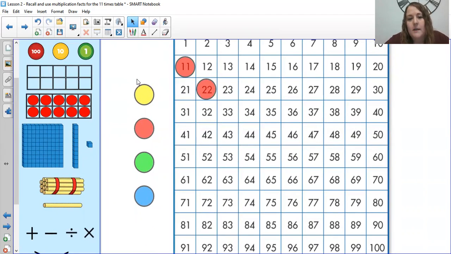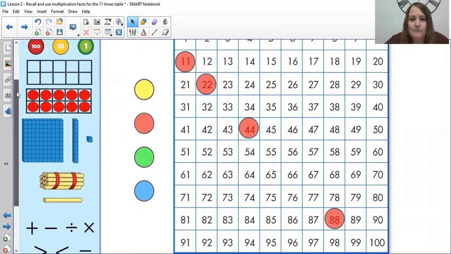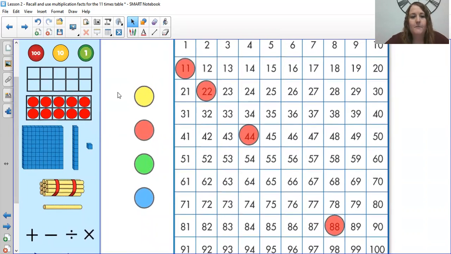If I know 2 times 11 is 22, then I know 4 times 11 because I'm doubling it. And hopefully you're shouting out that 4 times 11 is 44. And if I know 4 times 11, then hopefully I know 8 times 11 because I'm doubling. So 8 times 11 is 88. You might even be able to spot a pattern as I'm going down these. Keep it there for now.